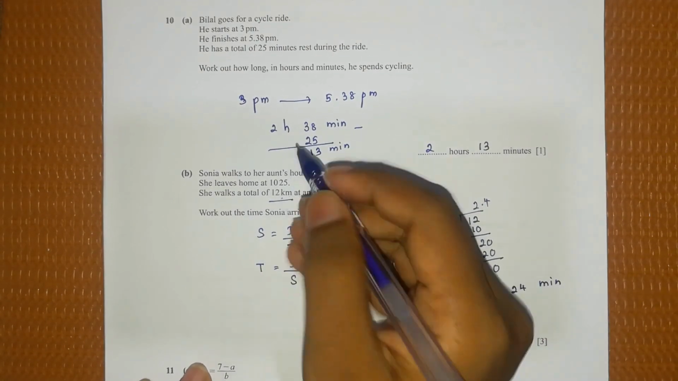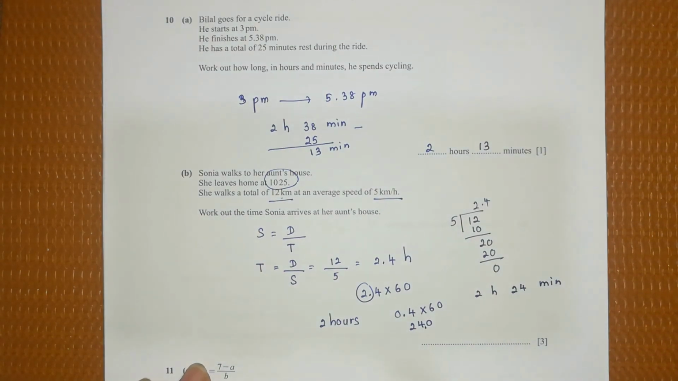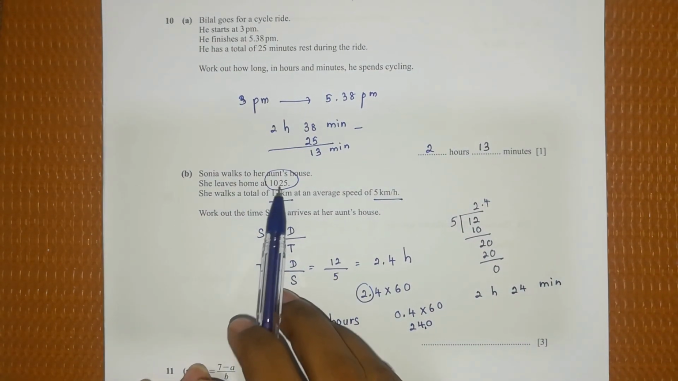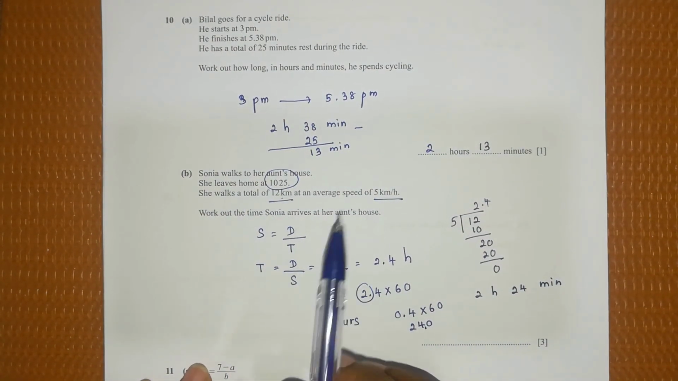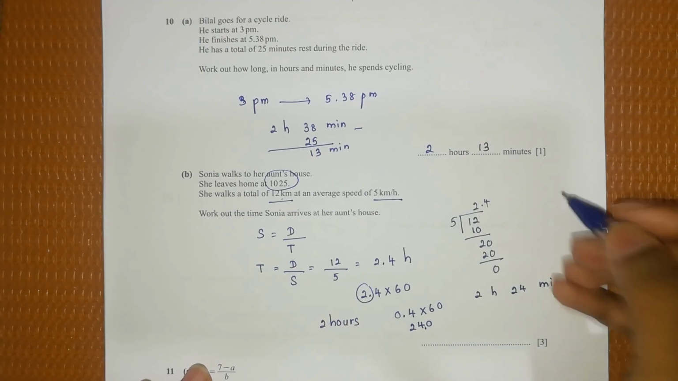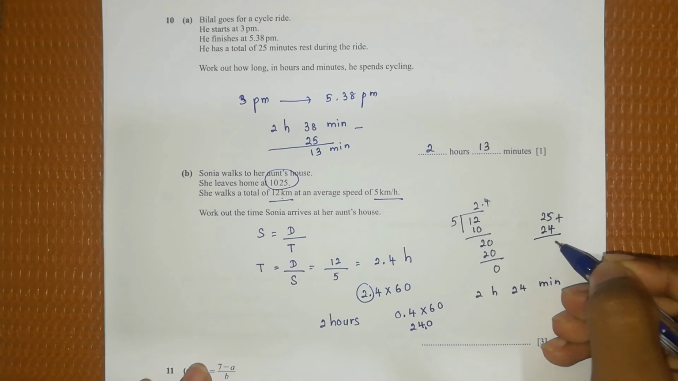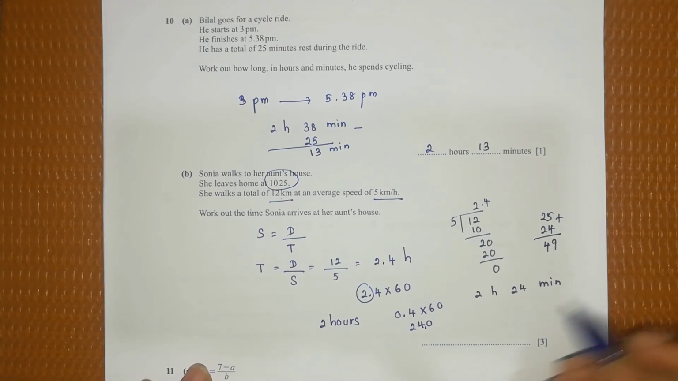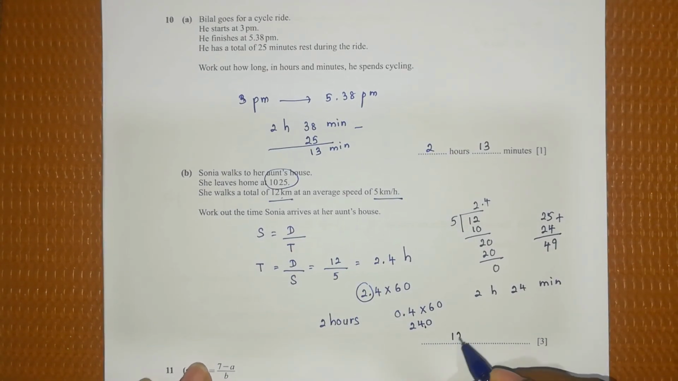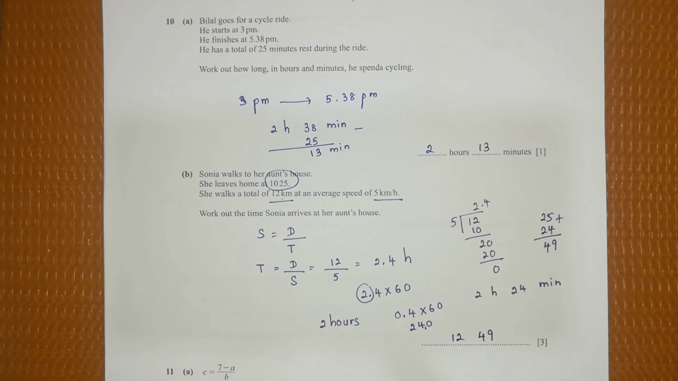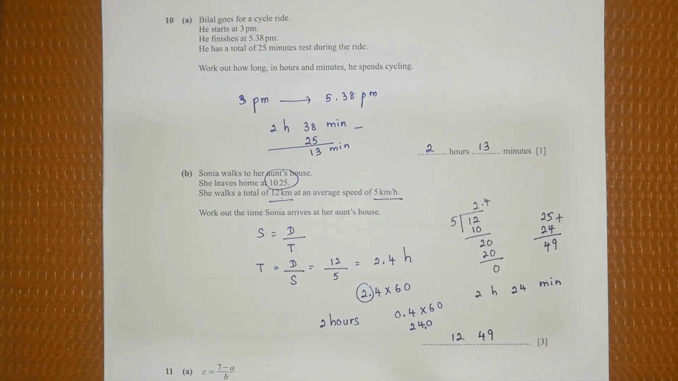Now she has started her journey at 10:25. So 2 hours means 12:25, another 24 minutes. So 25 plus 24, that's 49. So it will be 12:49. Make sure that you write the time in 24-hour time.